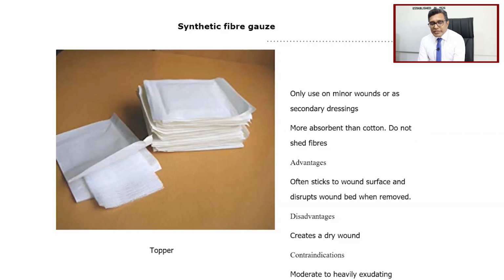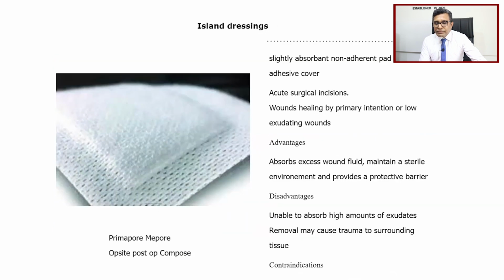Now we'll move on to some of the dressings that are available. Now these are synthetic fiber. I'm not going to talk about gauze, the cotton gauze, but these are synthetic gauze, and remember these things also create a dry wound. And you have island dressings. These are called island dressings, where you have an absorptive center and a secondary dressing already in place. So I have put some of the trade names also. You will know them better since they are very commonly used.